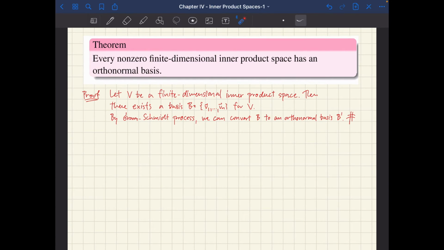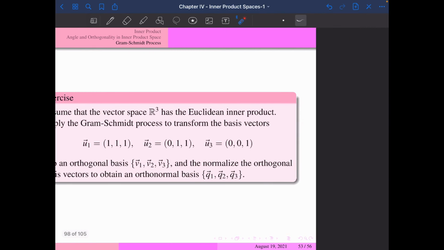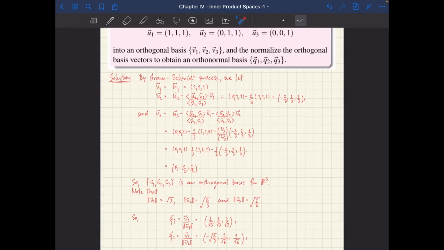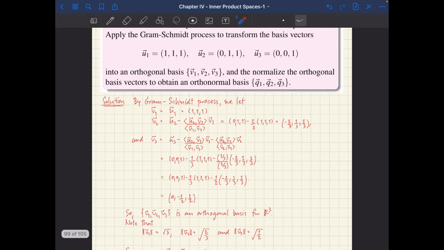So how to use the Gram-Schmidt process? We assume that R3 has the Euclidean inner product, and we apply the Gram-Schmidt process to transform the set of u1, u2, and u3 into an orthogonal basis, and we normalize it to obtain the orthonormal basis. This one is not hard, right? We use the Gram-Schmidt process here. First, we let v1 equal u1.